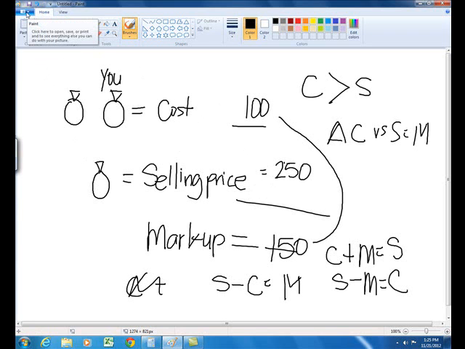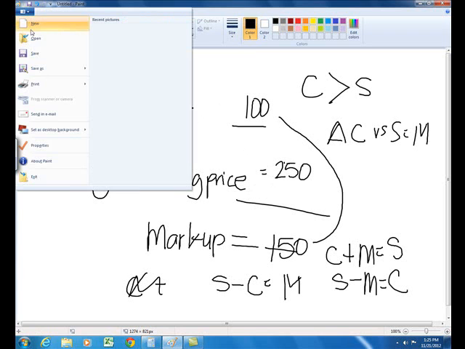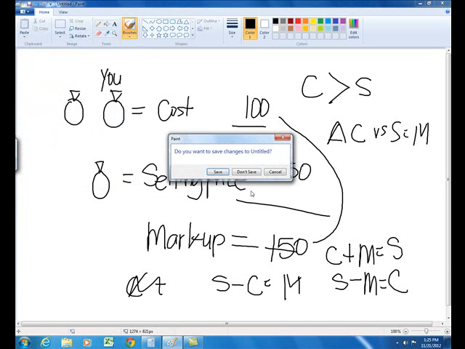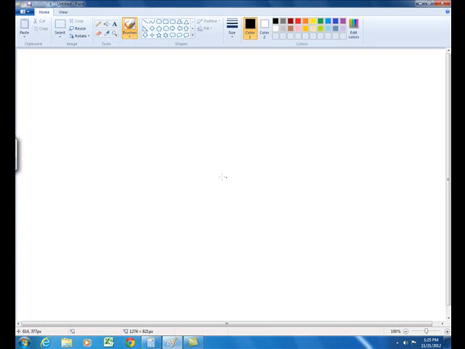Let's go ahead and take a look at some of the problems. Number one, it tells me that I don't know what my cost is, and that my selling price is $52.98 and my markup amount is $15.